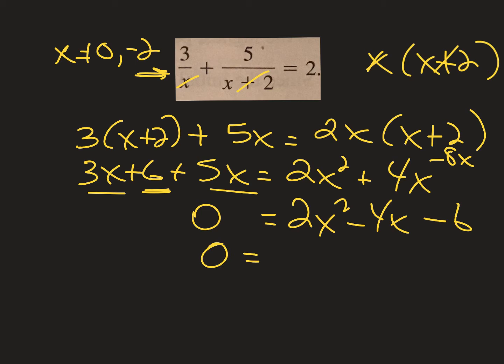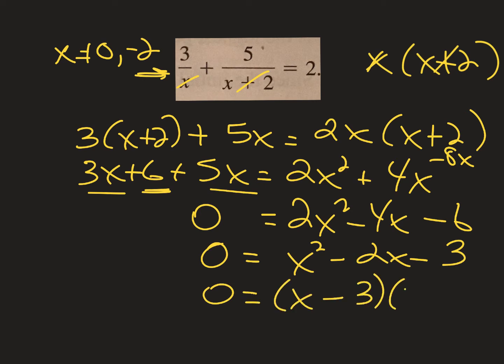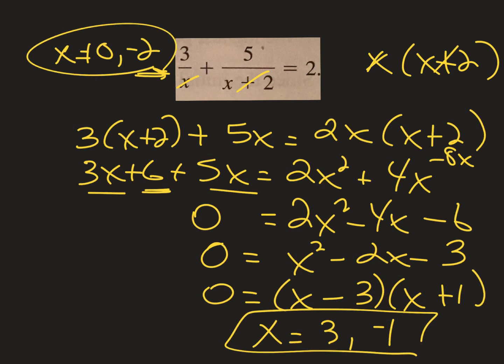Now, because they're all even, I'm going to divide everything by 2, to make it a little simpler for me. And it looks like it might factor. I think I can go x minus 3 and x plus 1. Looks good. So I get two solutions, 3 and negative 1. Make sure they're okay. They're okay because they're not those two. They're not 0 and negative 2. So 2 solutions there. Sometimes you'll get 2, sometimes 1, sometimes maybe none.